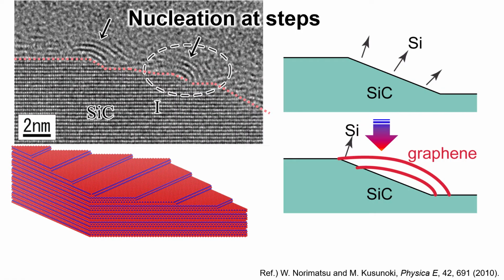We observe the initial stage of graphene formation by a transmission electron microscope. Graphene nucleated covering the steps. This suggests that silicon atoms at the step edge preferentially left, and the remaining carbon atoms made the graphene nucleus.